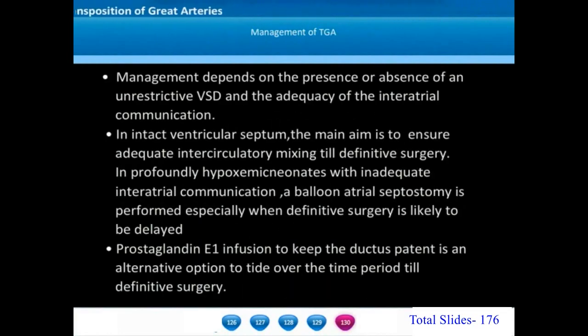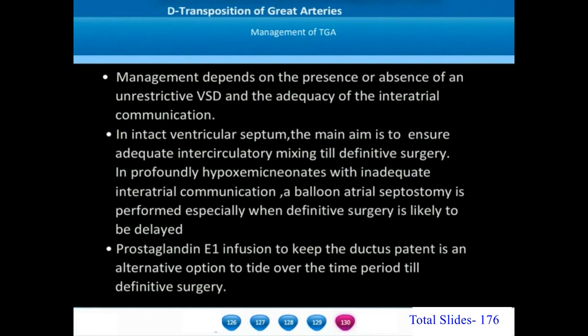The management of transposition of great arteries depends on adequacy of the intra-atrial communication and presence or absence of a ventricular septal defect. When there is an intact ventricular septum, the main aim is to ensure adequate intercirculatory mixing at the level of atria till definitive surgery is completed. In profoundly hypoxemic neonates with an inadequate intra-atrial communication, small patent foramen ovale, a balloon septostomy is performed to improve the hypoxia.